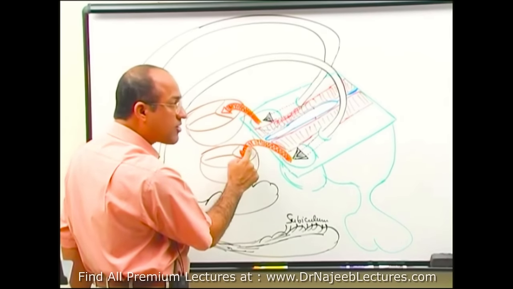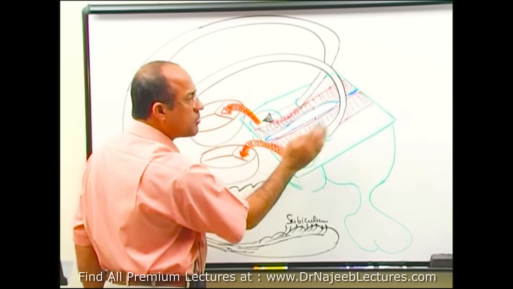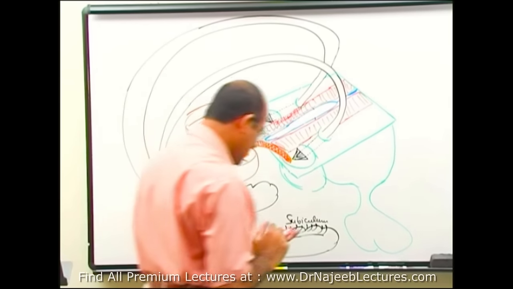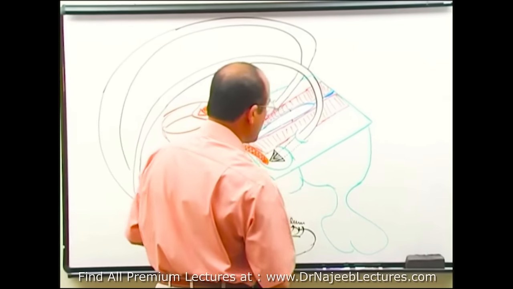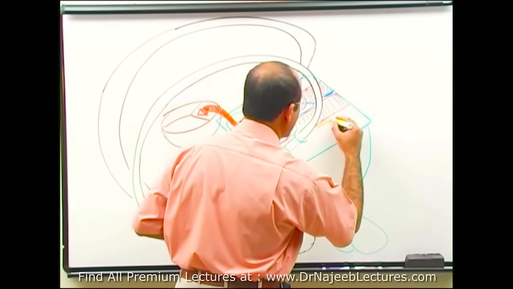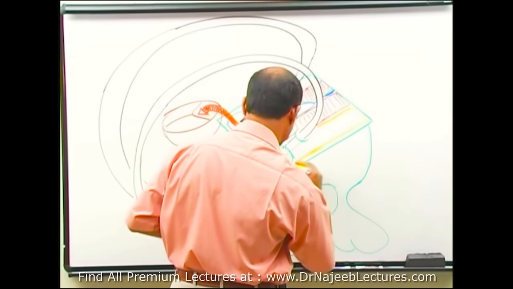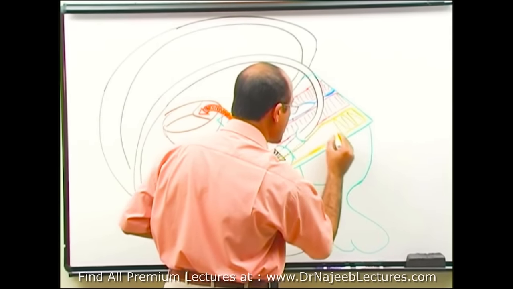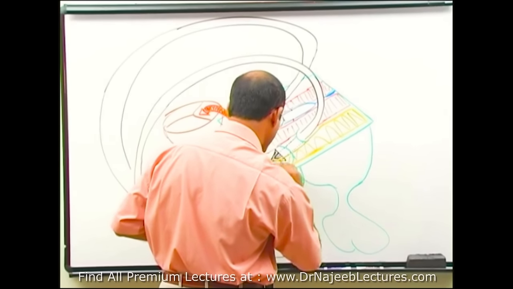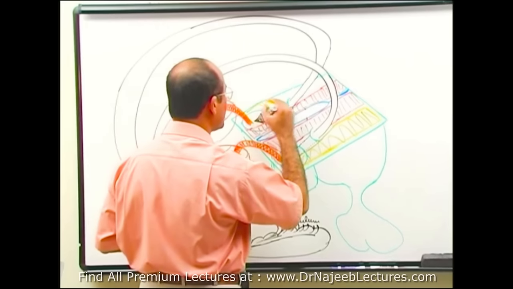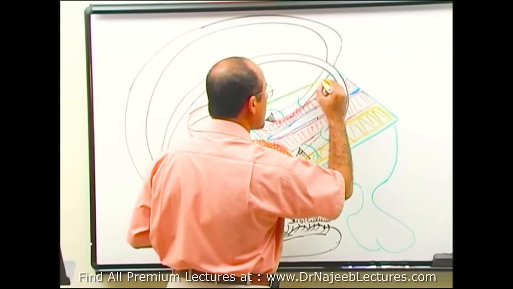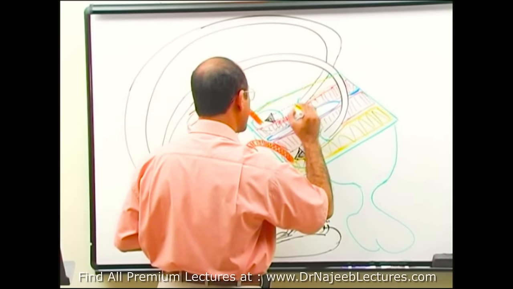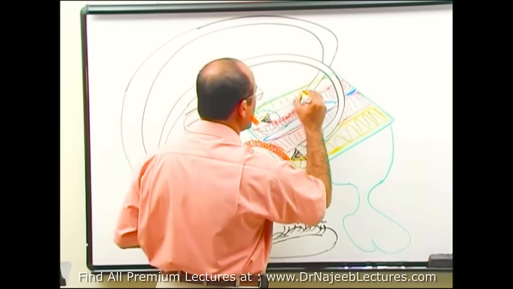The fornix and mammillothalamic tract divide one side of the hypothalamus into lateral area and medial area. Is that right? So here is your, what is it? This is the right lateral hypothalamus. And what is this? This is the left lateral hypothalamus.